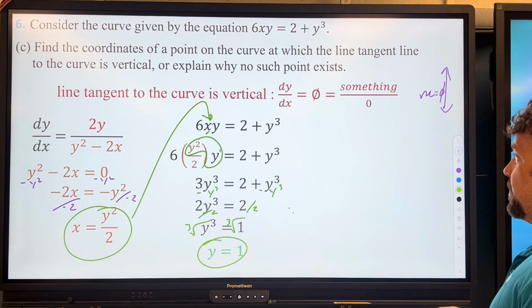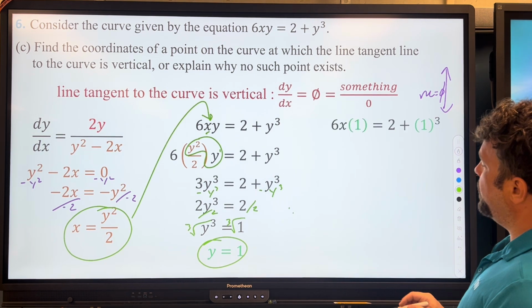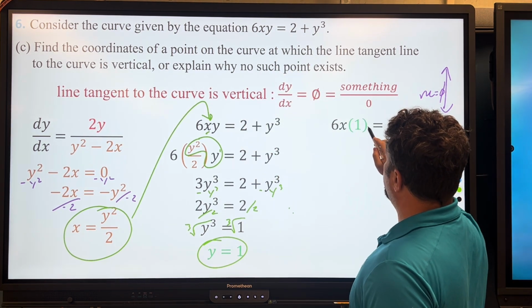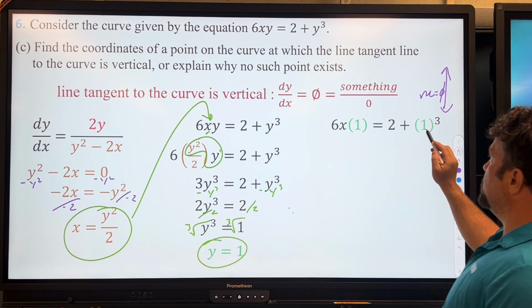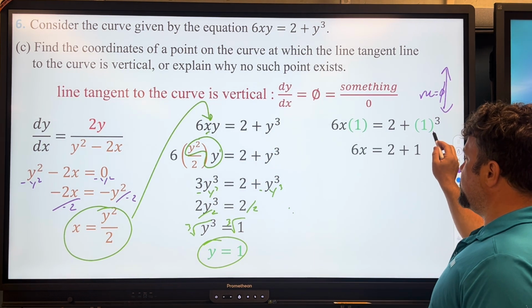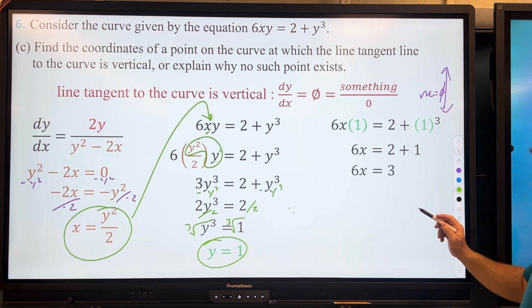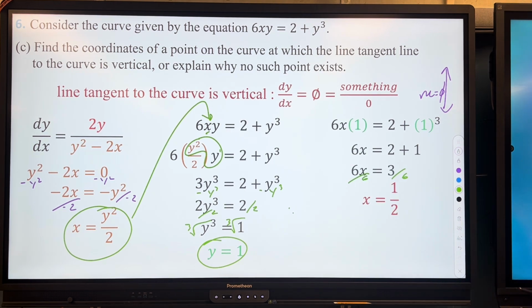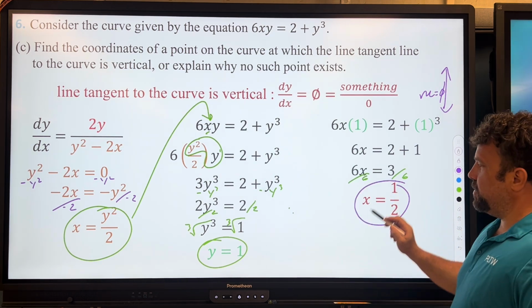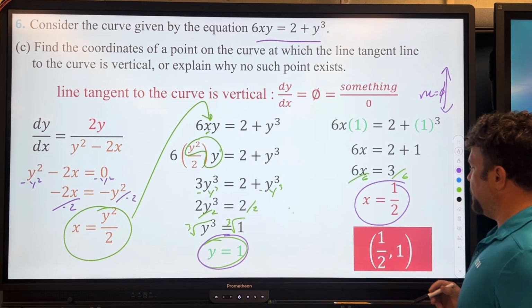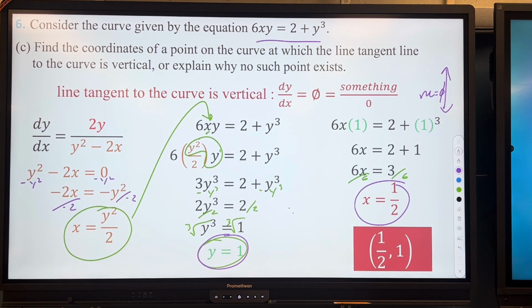But now we have to find out what x is. So we take that 1 and plug it back into the original equation. So 6x times 1 equals 2 plus 1 cubed. 6x equals 2 plus 1, sorry. 6x equals 3. Divide both sides by 6. x equals 1/2. So now we actually have a point. When y equals 1, in this equation right here, x equals 1/2. So my point is (1/2, 1).